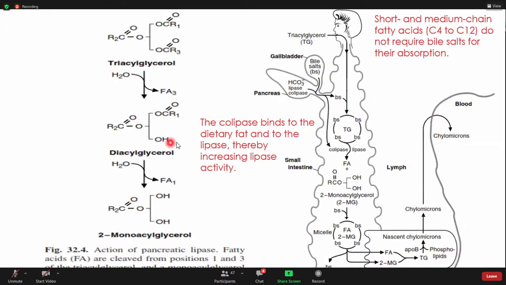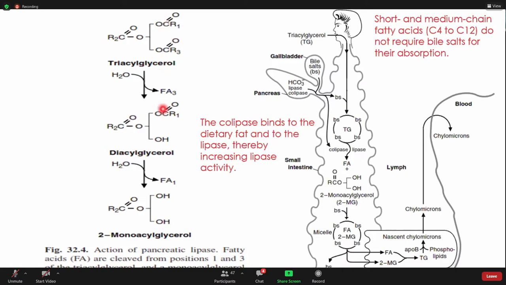So briefly, what's going to happen is the following. You will have this component of the diet, which includes the triglyceride, basically. And we will have here the bile salt as well as the digestive enzymes. And eventually, you will have free fatty acids after the digestion, as well as a molecule of what's called monoacylglycerol or 2-monoacylglycerol.